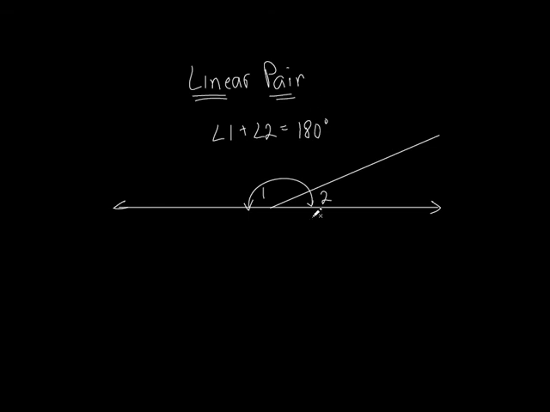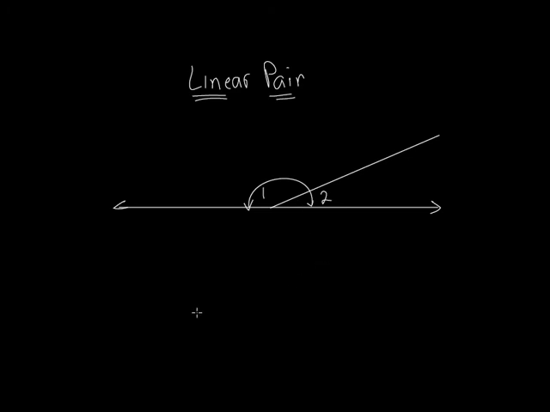A linear pair are two angles. It's not just two angles that make up 180 degrees. It's two angles that make up a line, a straight line. All right? It's kind of redundant to say straight line because line in and of itself means it's straight, but a lot of people say straight line. I'm okay with that. All right, so there are two angles that make up a straight line.